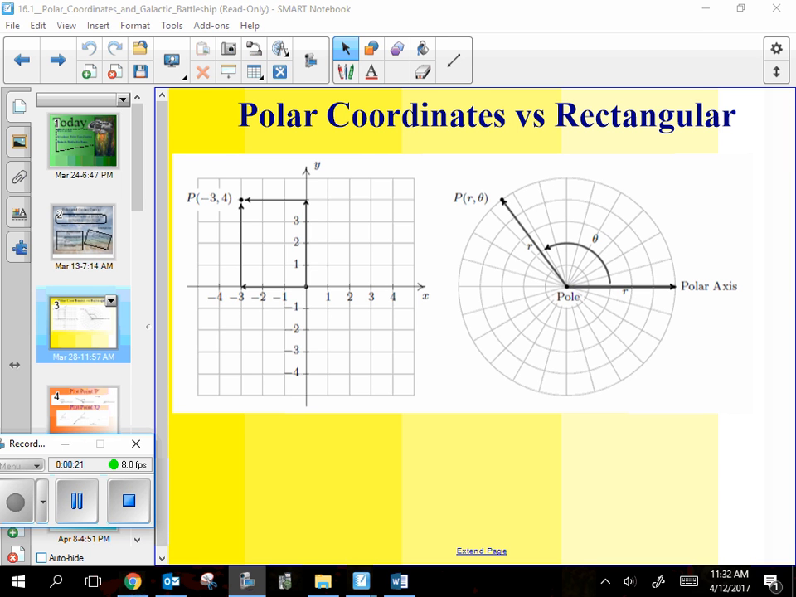So I know you all know how to graph. You go over and then you go up to get to that dot, but there's no reason that it would have had to have been that way.